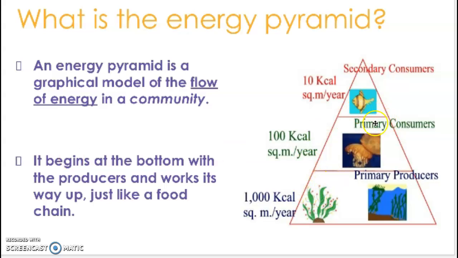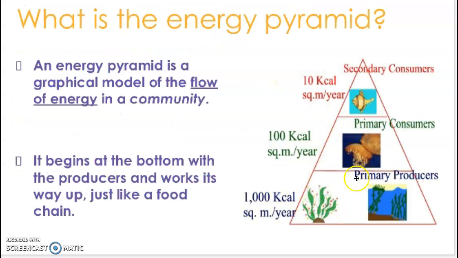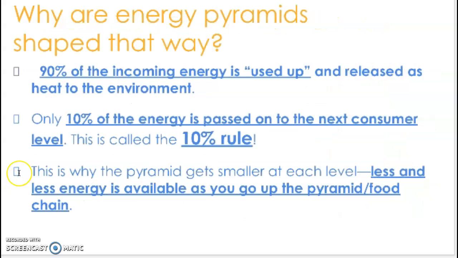And it's shaped that way because less and less energy is flowing through the food chains. So why are energy pyramids shaped the way they are? 90% of the incoming energy is used up and released as heat. So only 10% moves because most of it is wasted. Most of it is released into the atmosphere, and so very little will actually go to the next member of the food chain. Like it says, only about 10% of energy is passed to the next consumer. We call this the 10% rule.